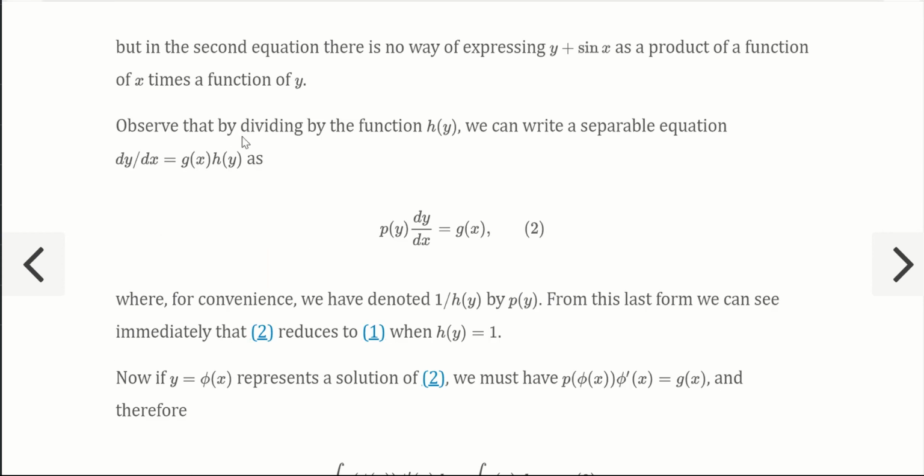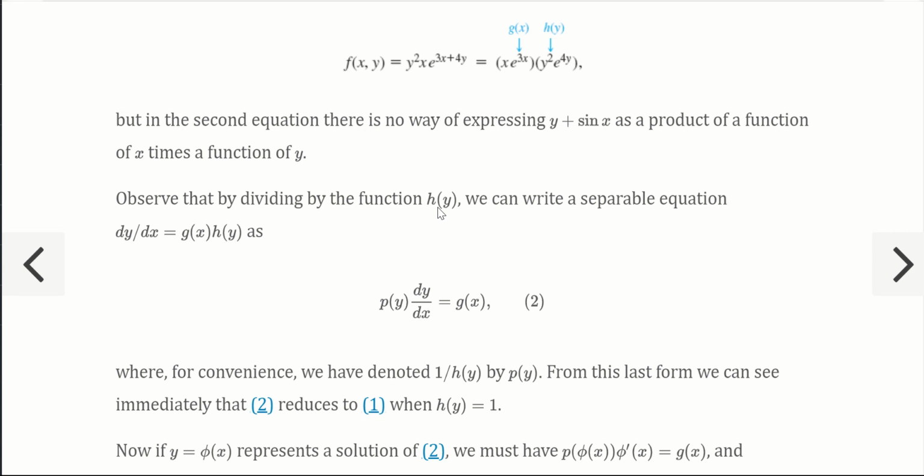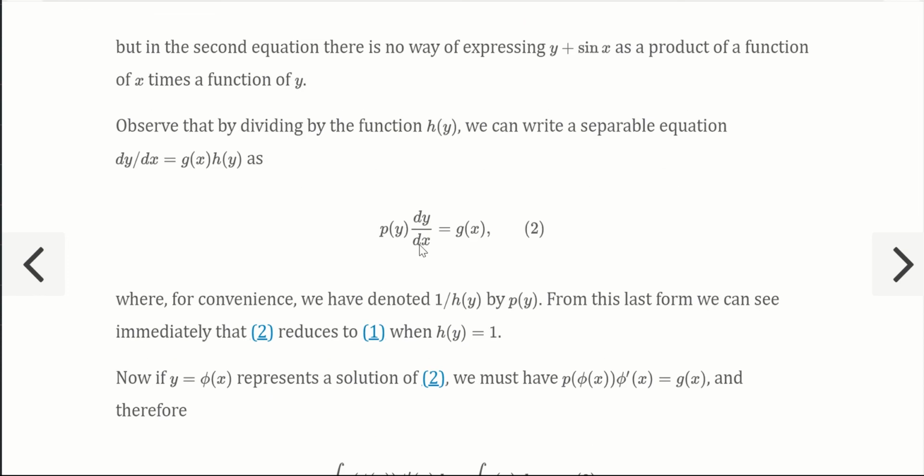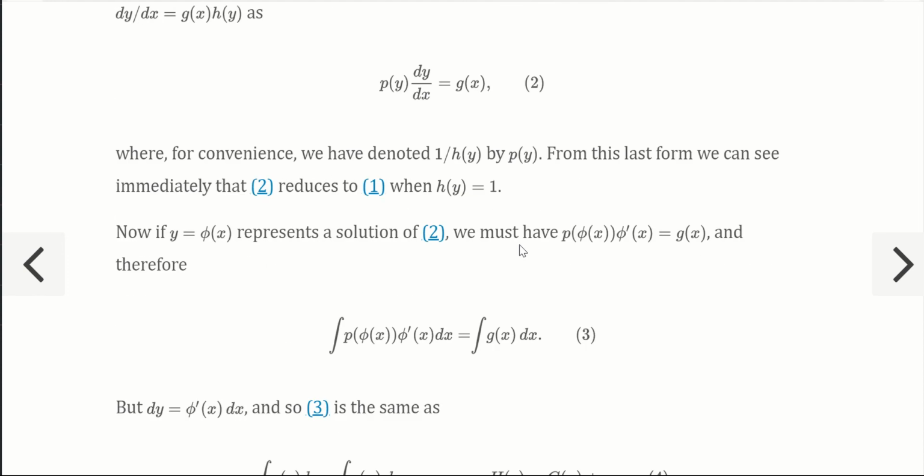One of the observations we can make is that when we divide by the function of y, we can write it like this, where we have dy/dx equals g of x times h of y. So we can divide out by that h of y term and rewrite it like this: some function of y times dy/dx equals g of x. And then, if you want to think of it like this, multiply both sides by dx. And so you'd have some function of y times dy equals some function of x times dx, and then we could go ahead and integrate both sides.